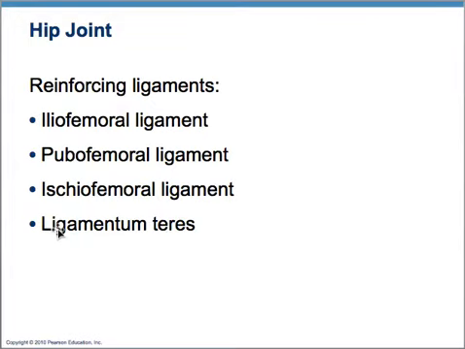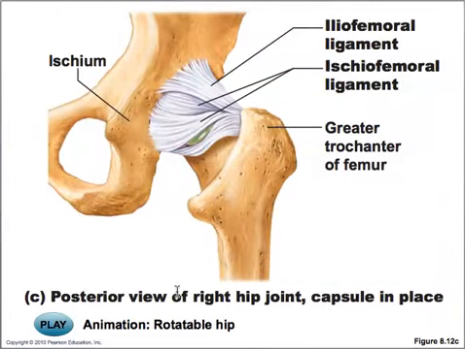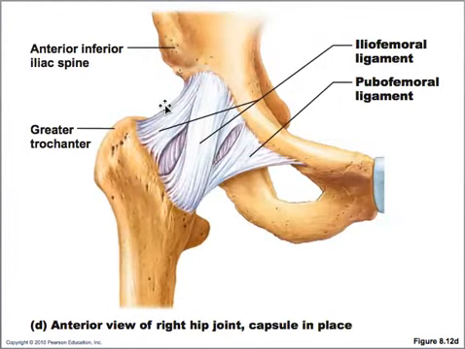Okay, our hip joint has some reinforcing ligaments. The iliofemoral ligament, the pubofemoral ligament, the ischiofemoral ligament, and the ligamentum teres. The ischium we see here. This is a posterior view of the right hip, so from the back. The greater trochanter, a projection on our bone. Here are those ligaments we just mentioned connecting the femoral head to the pelvis itself. An anterior view from the front.